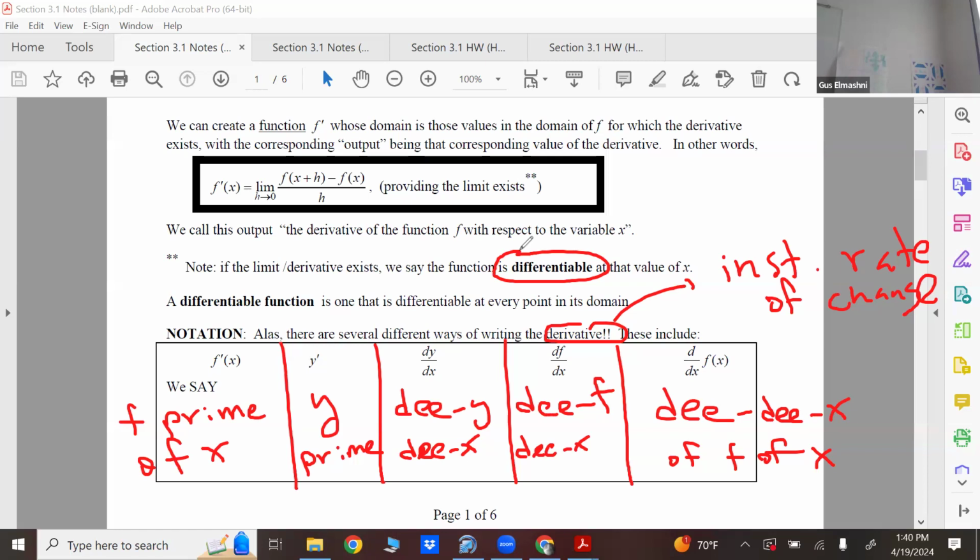Yeah, there we go. But yeah, this is this, right? So this is the same thing, but instead of putting an a here, we're putting x. So this will get you actually the derivative as a function.